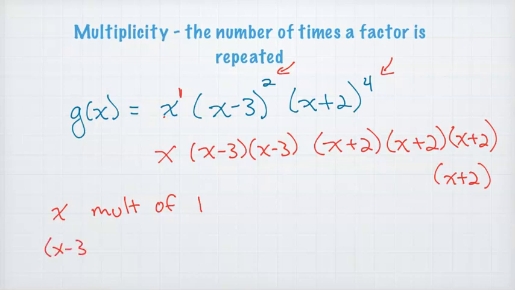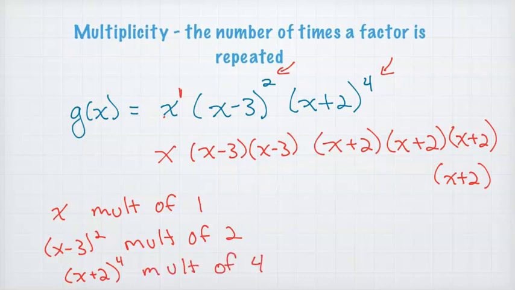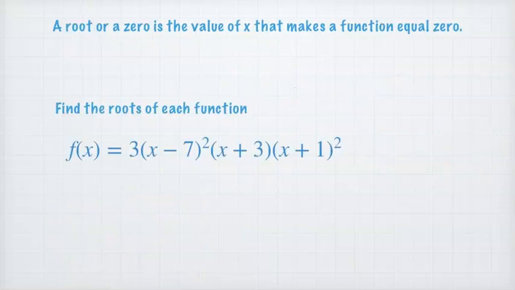X minus 3 squared has a multiplicity of 2. And x plus 2 to the fourth has a multiplicity of 4. Okay, so the exponent of any given factor is referred to as its multiplicity.